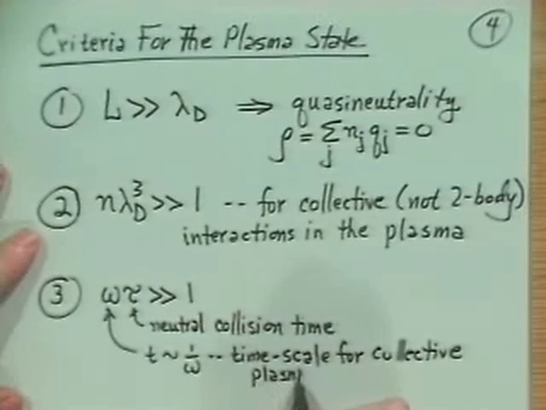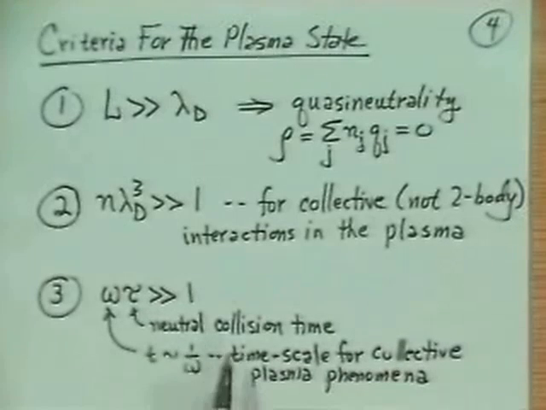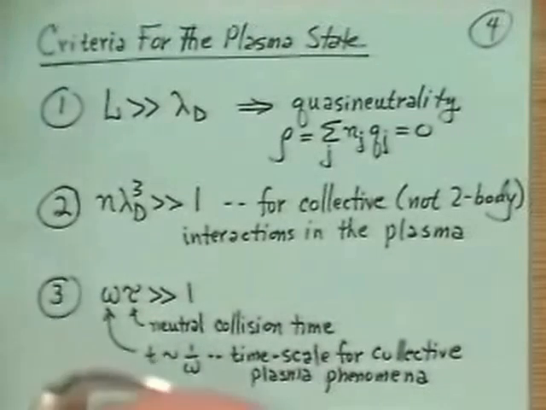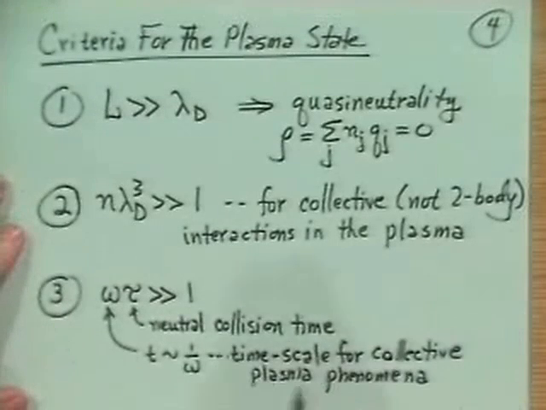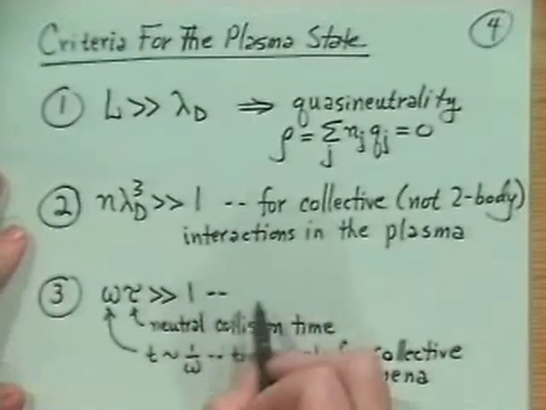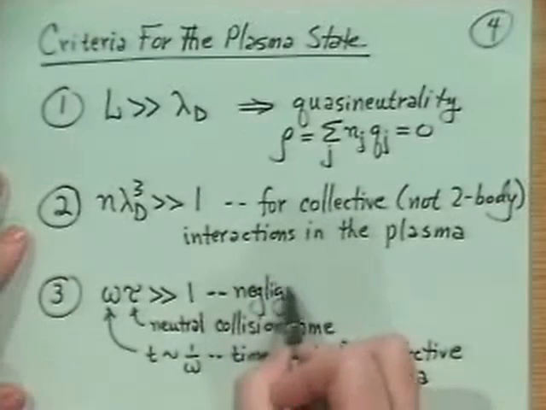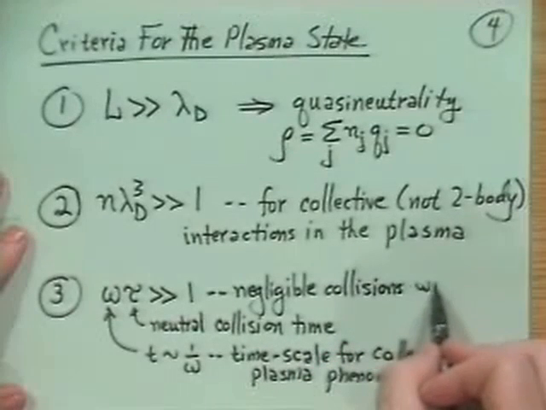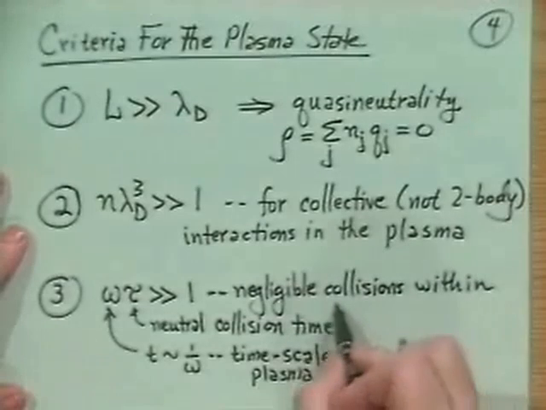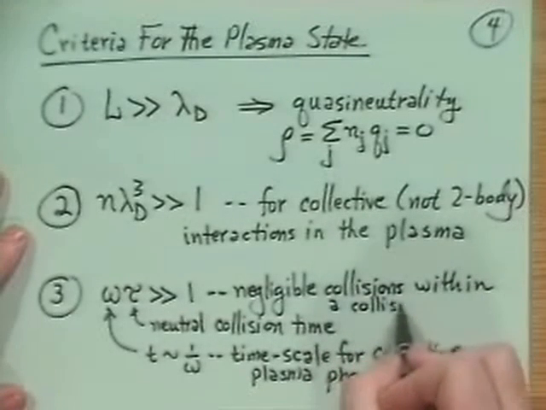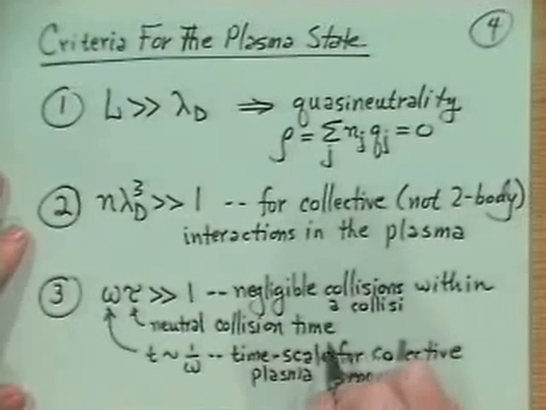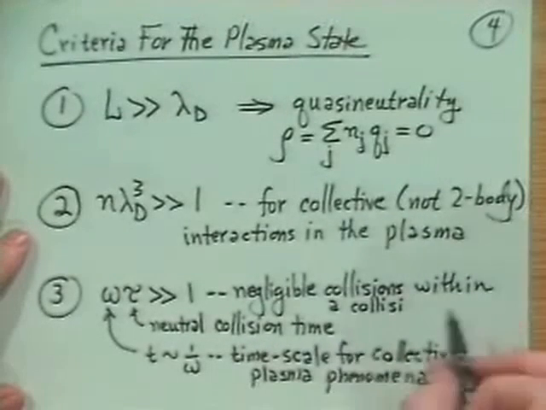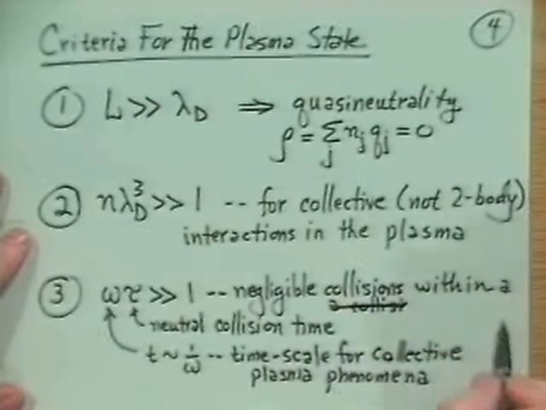So what we have in mind here is just that we don't want too many neutral collisions happening within timescales of interest where we're going to be calculating these collective effects. So let me just say it this way: negligible collisions within a collision time, within a collective time scale.